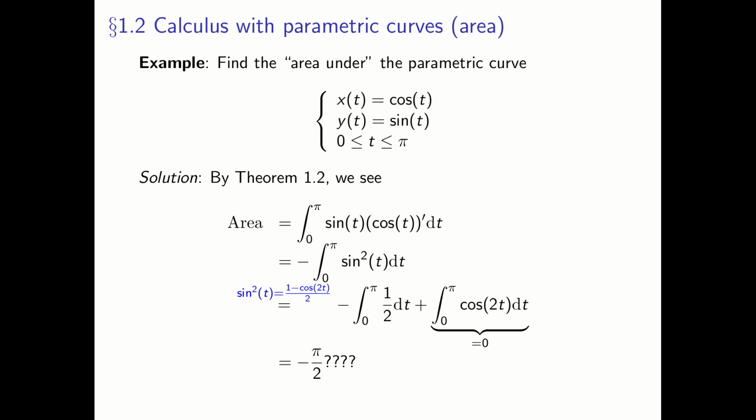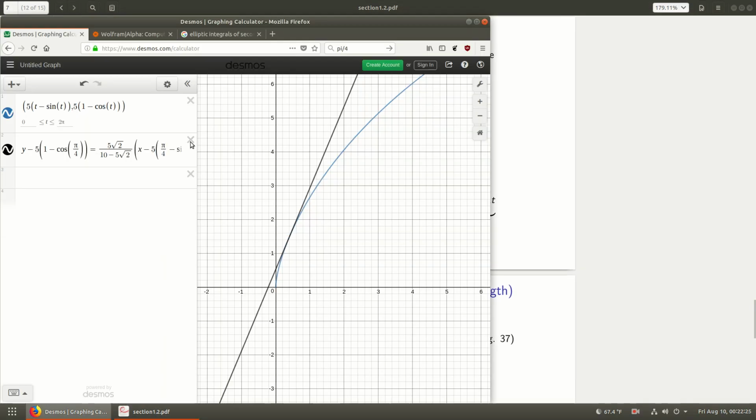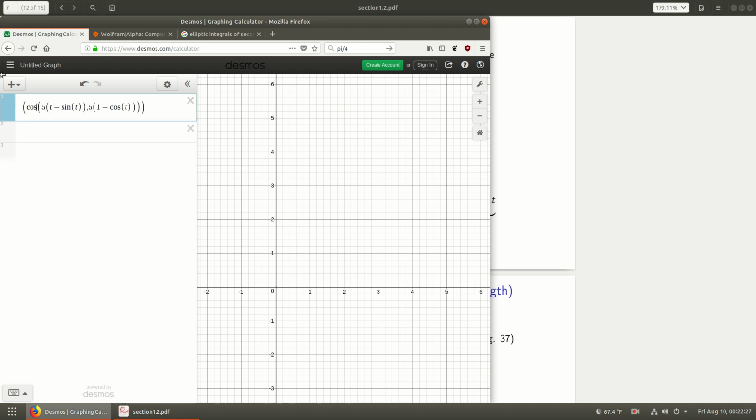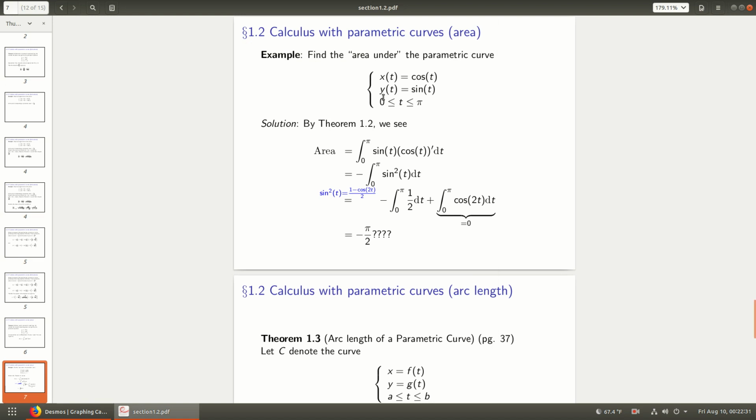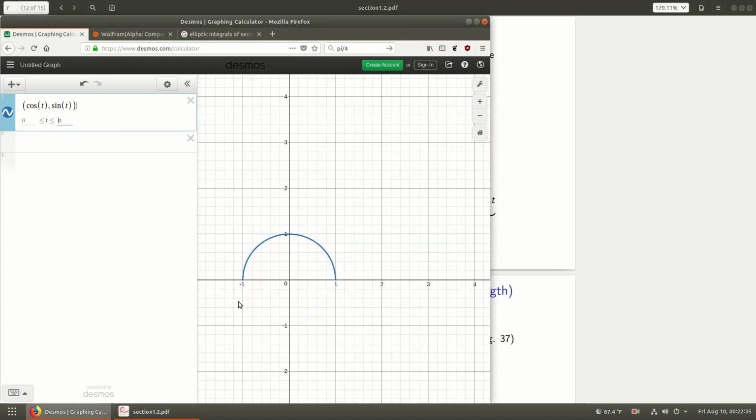For the area, let's do an example. So in this case, I'm taking the parametric curve that defined part of the circle, and you'll remember if x is cosine and y is sine, that was the unit circle. So let's see that. Cosine t, sine t. There's the unit circle, and we only want to go from 0 to pi. And I chose 0 to pi just so that this would look like area under.